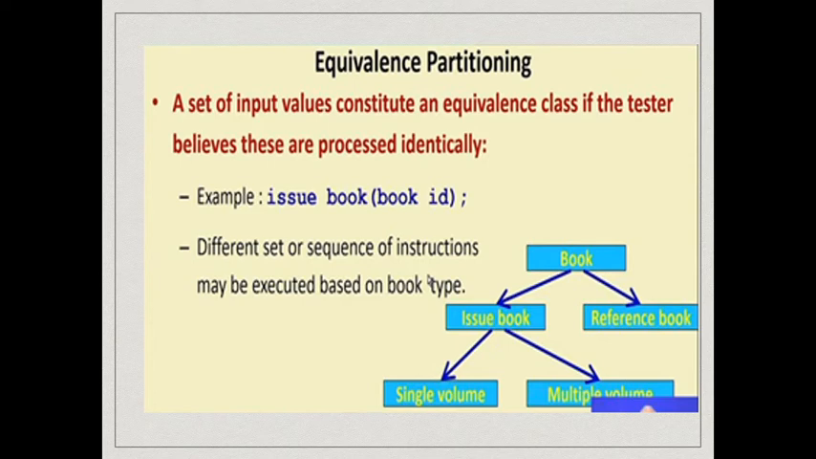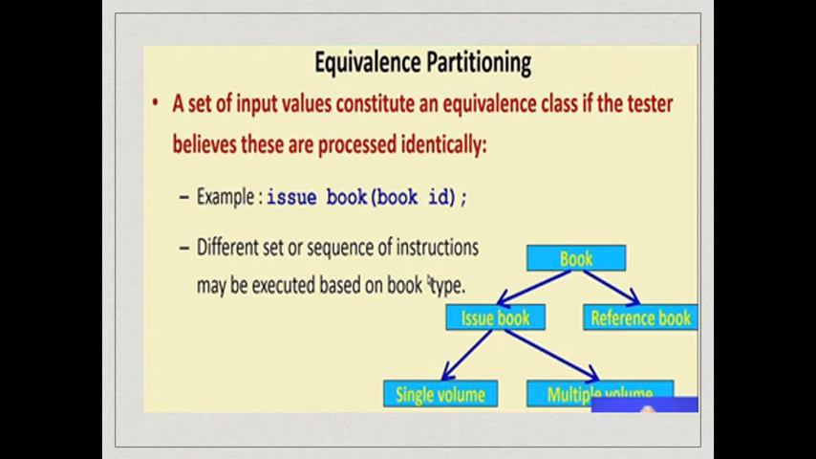If it is a reference book, then the behavior is different. So we'll say that the reference book cannot be issued out. Among the issuable books, it may be a single volume book or a multiple volume book. If it is a single volume book, it may just be issued out. If it is a multiple volume book, you have to take all the volumes together. So for the valid equivalence classes, we might say that there are three of these.